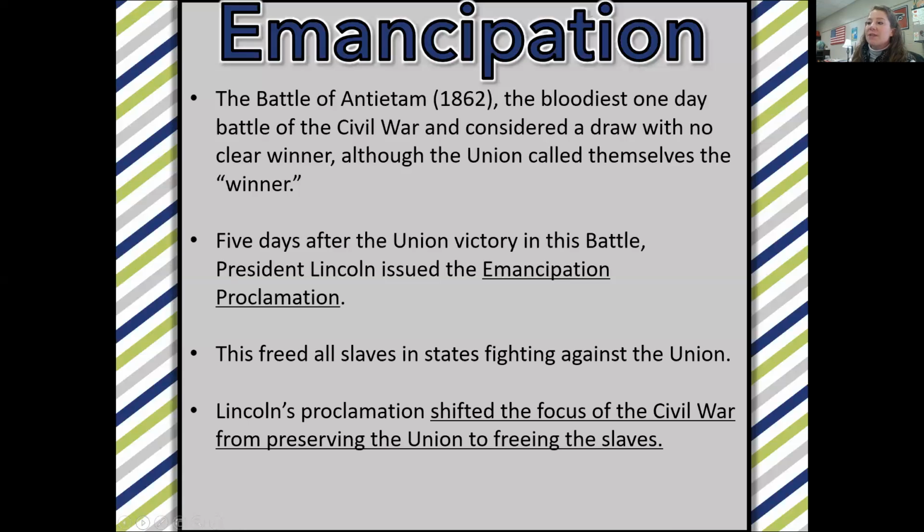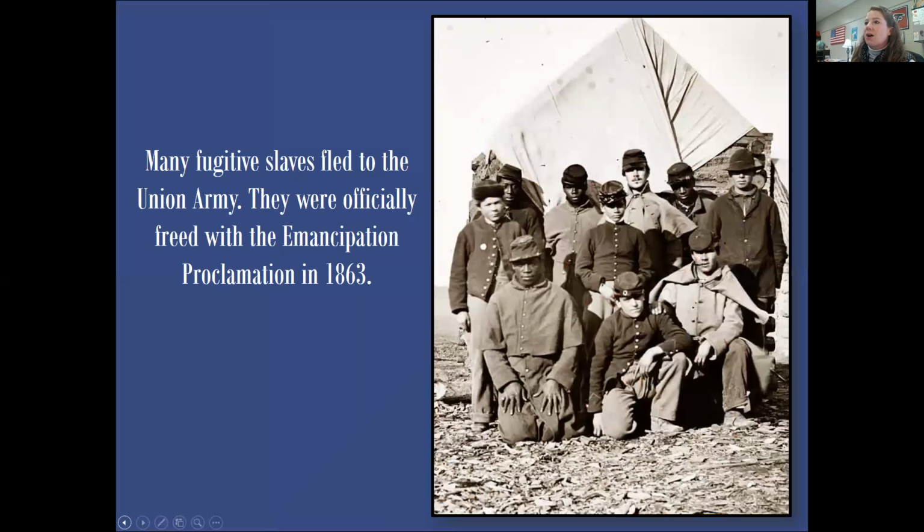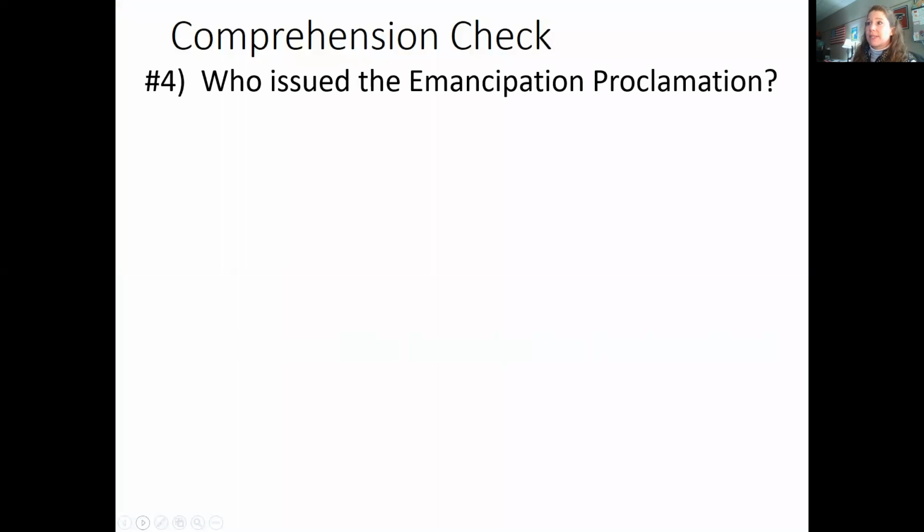Lincoln's proclamation shifted the focus of the Civil War from preserving the Union to freeing the slaves at this point. So this was in 1862. And it was big news, big news. All right. So the other thing the Emancipation Proclamation did is it told fugitive slaves, hey slaves, if you leave the South, you come to the North and we want you to fight for us. You have the right to fight against the evils of slavery and we want you to join us. And that's exactly what many of them did.